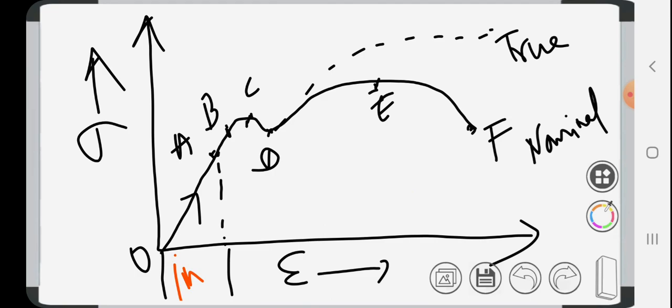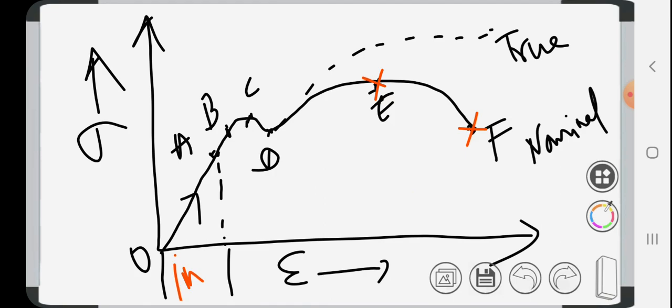The load falls from the maximum until fracture. So at point F, fracture occurs. Okay, at load F, fracture occurs. Beyond point E, the cross-sectional area of the specimen begins to reduce rapidly. Up to E, there is only elongation taking place.